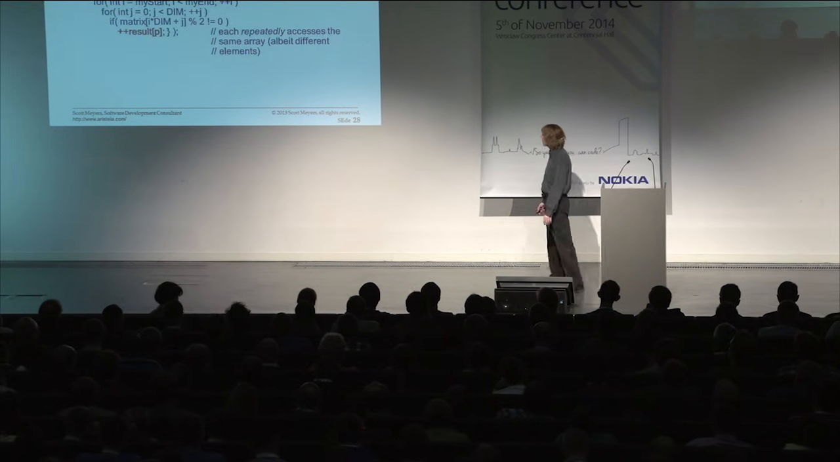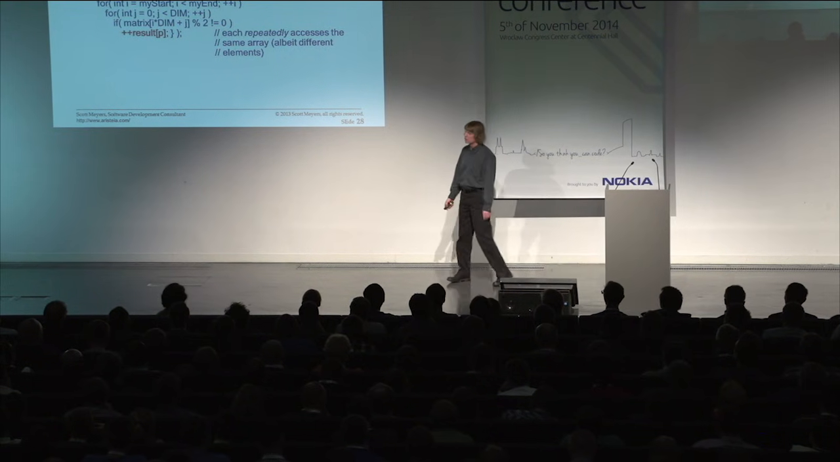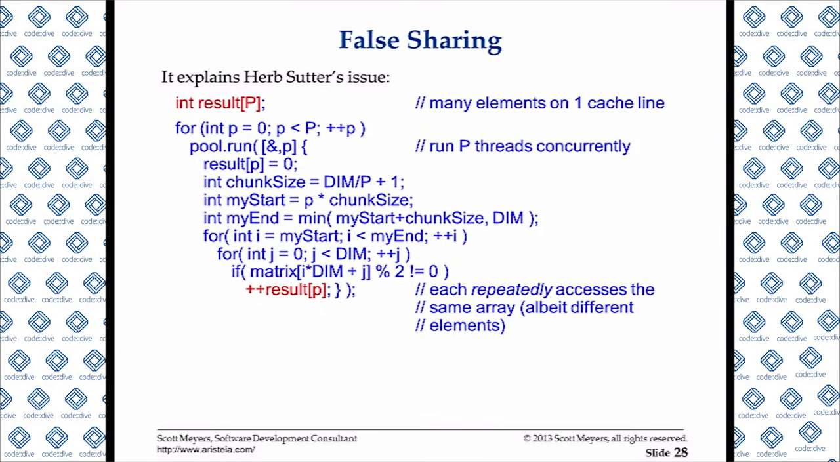And if we go back and take a look at the Herb Sutter issue we saw before, here's Herb's original code for doing concurrent access. So we have this array of p integers. It's going to be laid out in memory as a contiguous chunk of memory. It'll stretch across one or more cache lines. Under the assumption that we have 16-bit integers on a 64-byte cache line, that means you're going to have 32 individual counters on the same cache line.